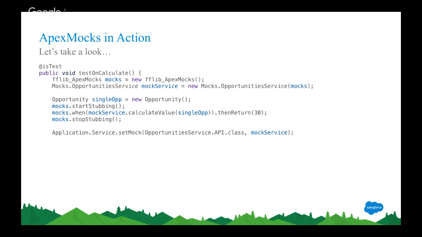The next thing we're going to do is set up our stubs. So we need an opportunity, so we're just going to generate a fake opportunity. It doesn't need anything on it because we don't care what's actually on it. All we need is an instance of an object. And then we get into the cool part.